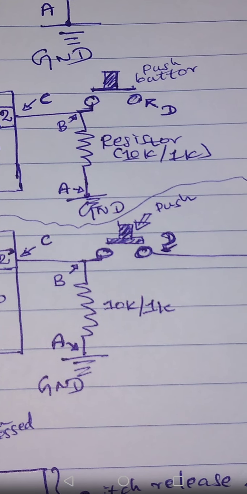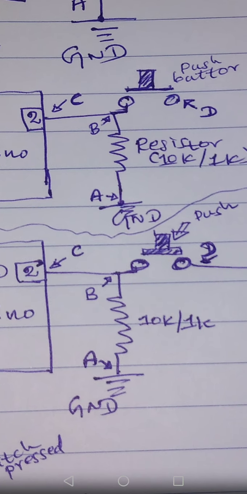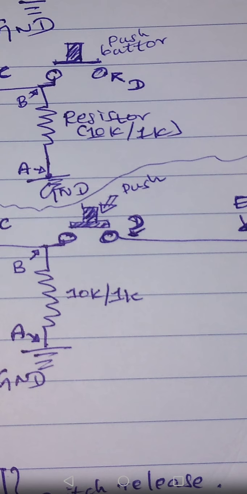So now what we have done is, if you press the push button, +5 voltage is going to pin number 2. If you release the push button, 0 is going to pin number 2. So push means high input is going to pin number 2. Release means low input is going to pin number 2. You understand? So this is what actually pull down means.